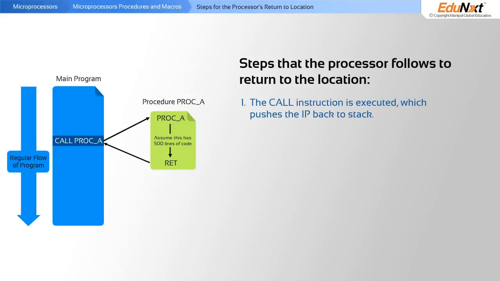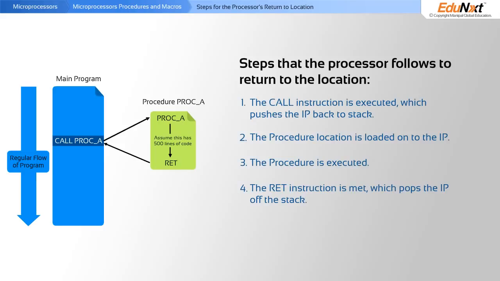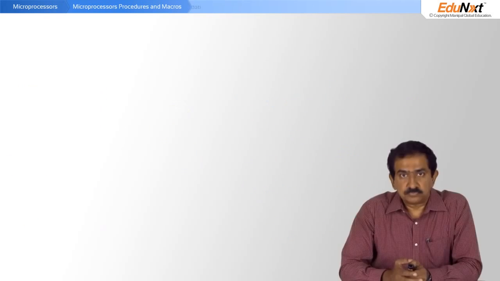So the call instruction is met, the instruction pointer is pushed to the stack, the procedure location is loaded onto the instruction pointer, the procedure is executed, the RET instruction is met, the RET instruction pops the IP off the stack, and the processor continues execution from where it left off.